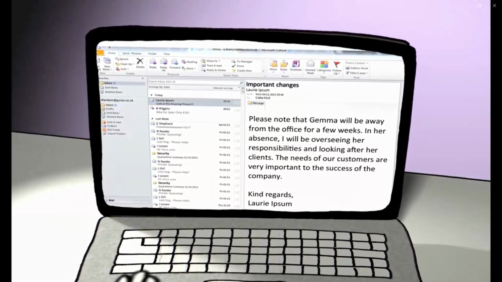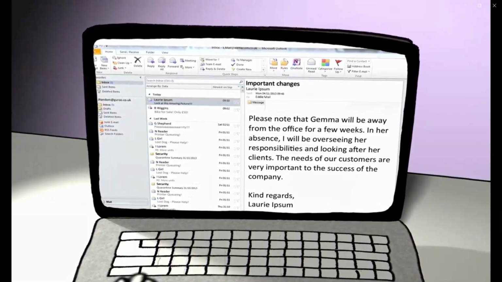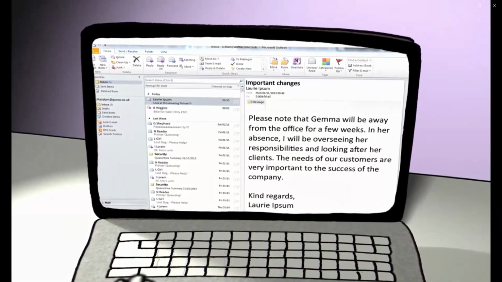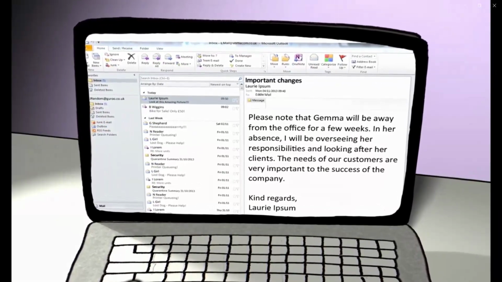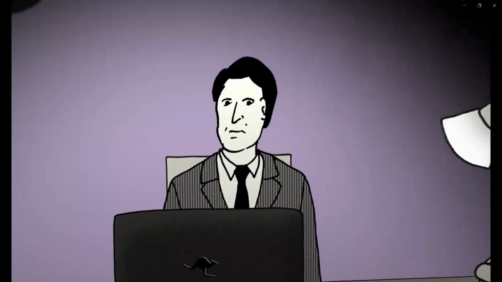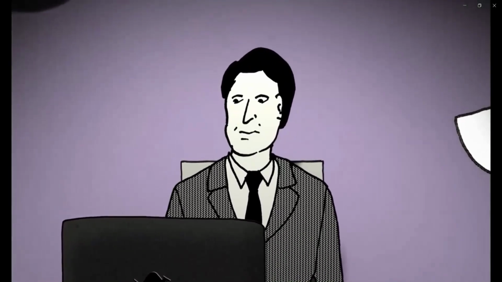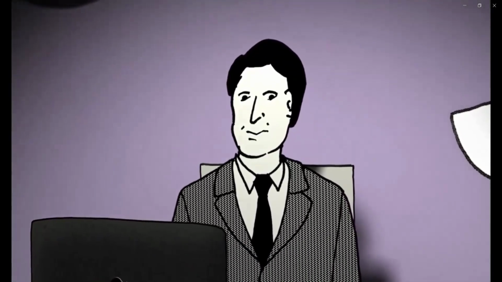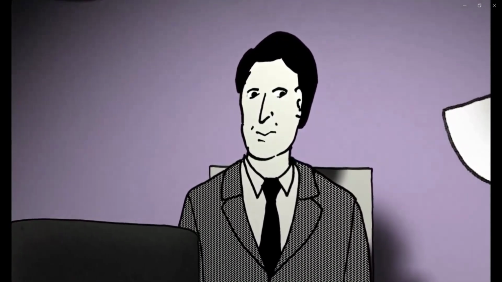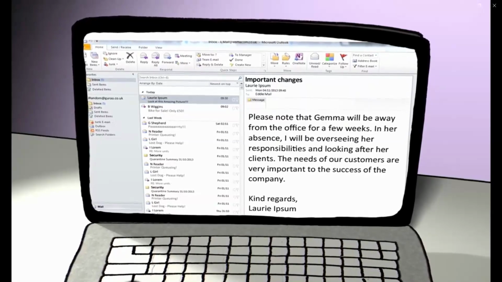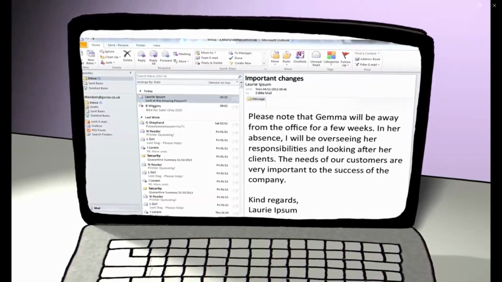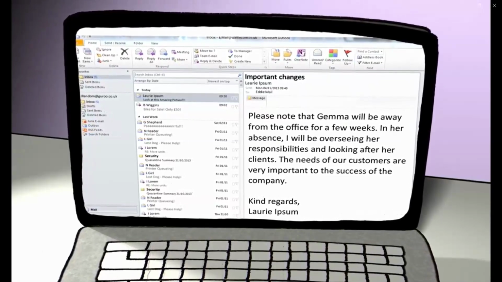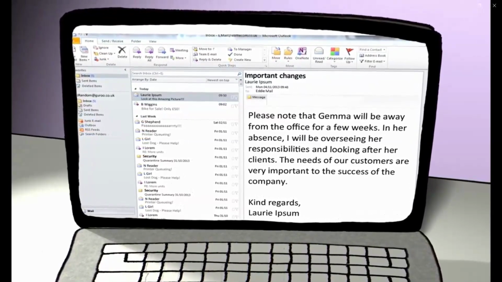Why do you think Gemma will be away? Is she on holiday, or poorly perhaps? Or is there something else going on here? Is there a problem with her work? What is interesting here is that there is nothing specific that actually says that Gemma has done something wrong. No mention is made of what has happened with her clients, but as readers we are reading between the lines to guess the implied meaning.